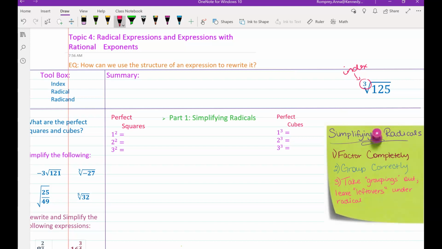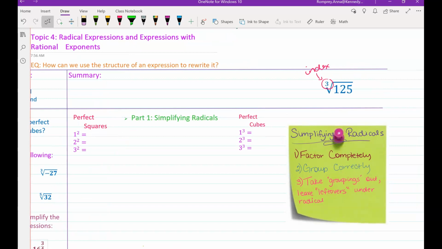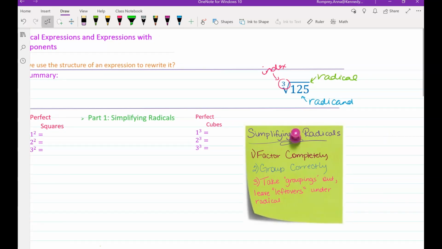Now, we also have the radical symbol. So the square root, well, in this case it's a cube root. That root sign is the radical, and the number underneath is the radicand. Our index tells us how many times we're going to multiply a number by itself to try and get the radicand. So I could also rewrite this with a rational exponent.